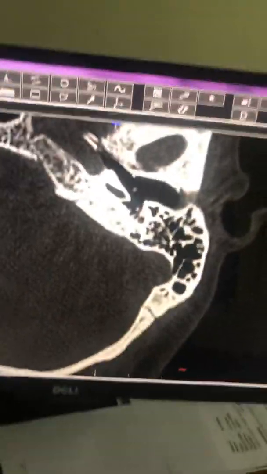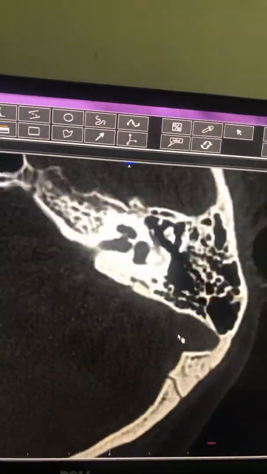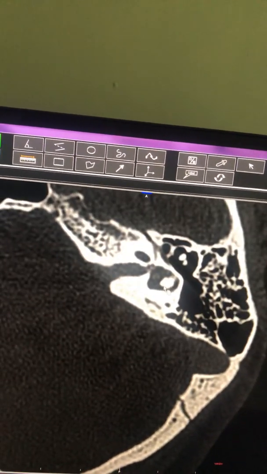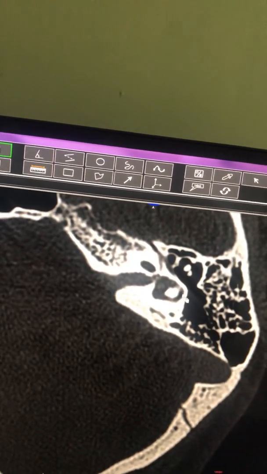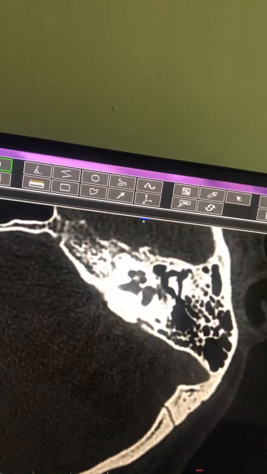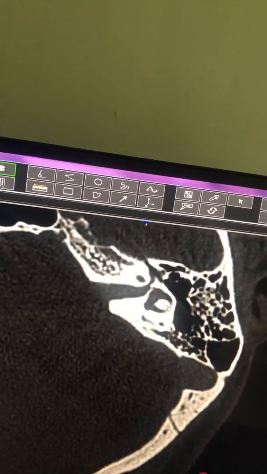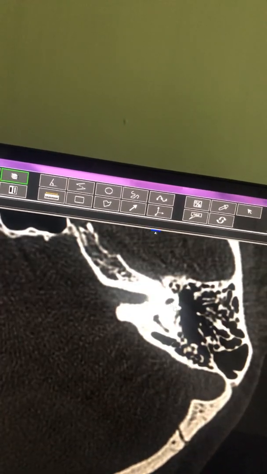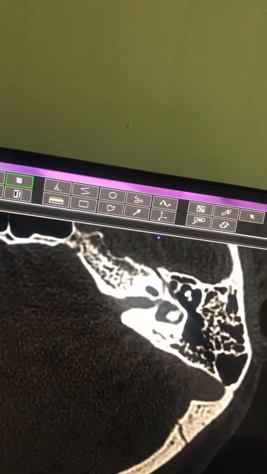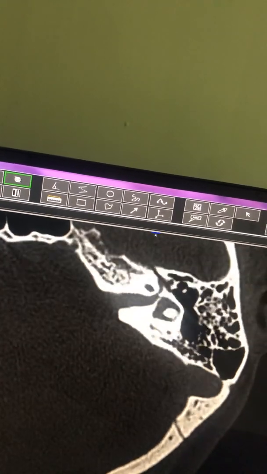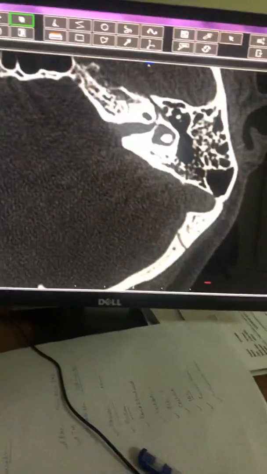Then the lateral semicircular canal we have already told. Repeating one more time, you can take this section almost at the level of the ice cream cone. So this larger part is the vestibule. This is the lateral semicircular canal, and when you go up, you can see the superior semicircular canal. When you go posterior, you can see the posterior semicircular canal. This is the vestibular aqueduct. So that is all about the semicircular canals.